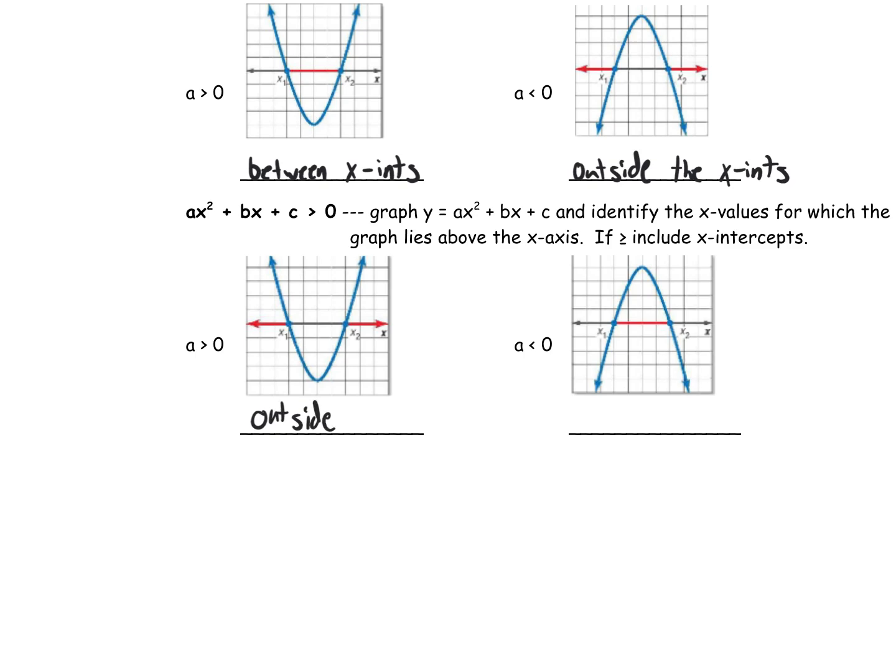If our a is positive, we're looking for outside the x-intercepts. So if it opens up, it's going to be outside because that's where it's above the x-axis. And if it's negative, so it's opening down, we're looking at things between the x-intercepts.